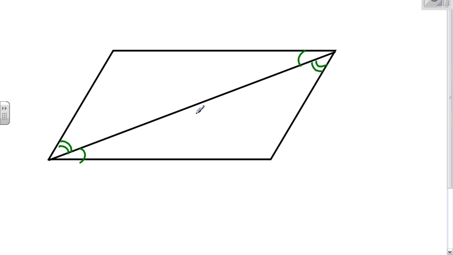Therefore, we have basically just shown that the diagonal cuts the parallelogram into two congruent triangles. And you could do the same thing if you drew the other diagonal. So diagonals cut parallelograms into two congruent triangles.